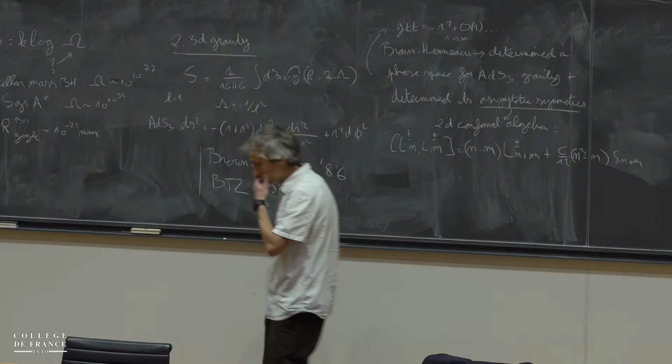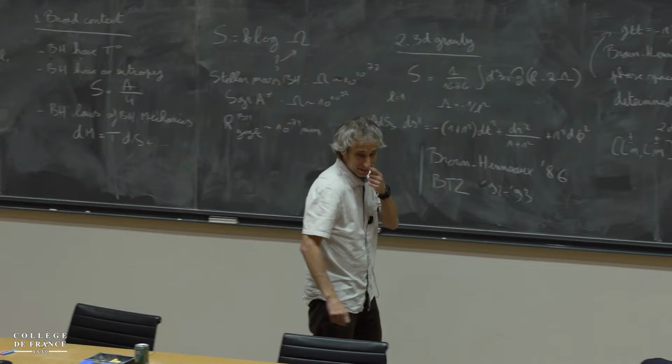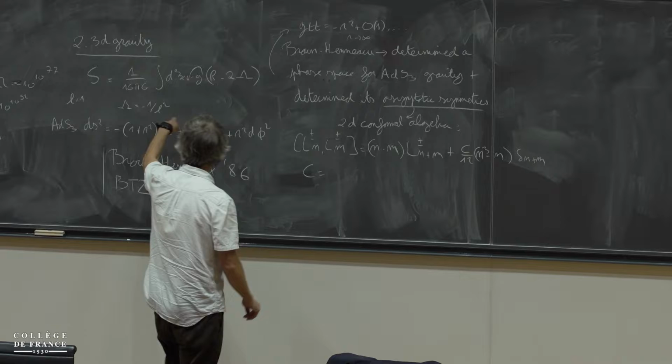And the pretty fascinating and maybe surprising result, well, I don't know if it was surprising to you back then, is the fact that you have a non-trivial central extension. Here, c is given in terms of the AdS radius and Newton's constant, and this is called the Brown-Henneaux central charge.